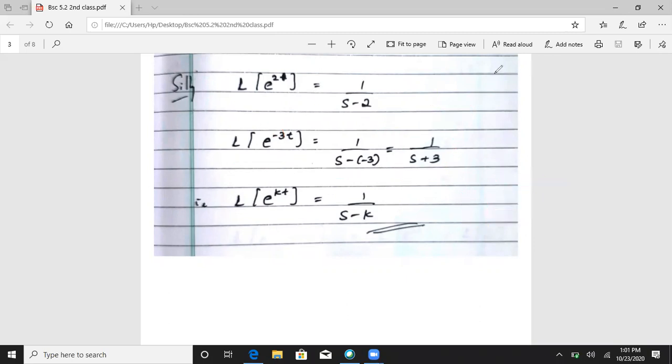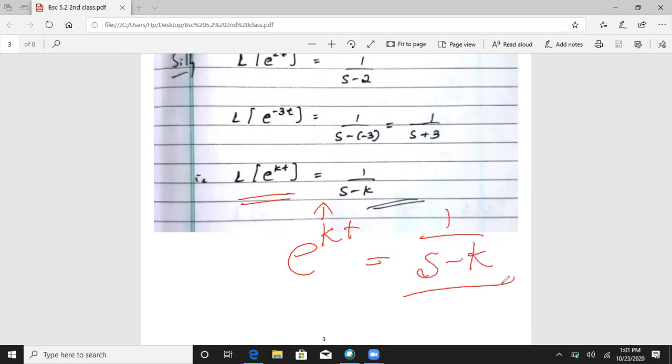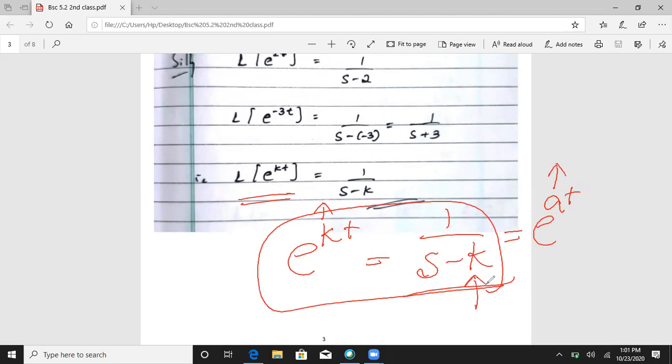So it is clear that the value of a may be called k, as in e to the power kt. Instead of writing a, I write k here, so the answer is 1 divided by s minus k. There is no difference between this equation and the e to the power kt equation. Here I write a and here I write k.